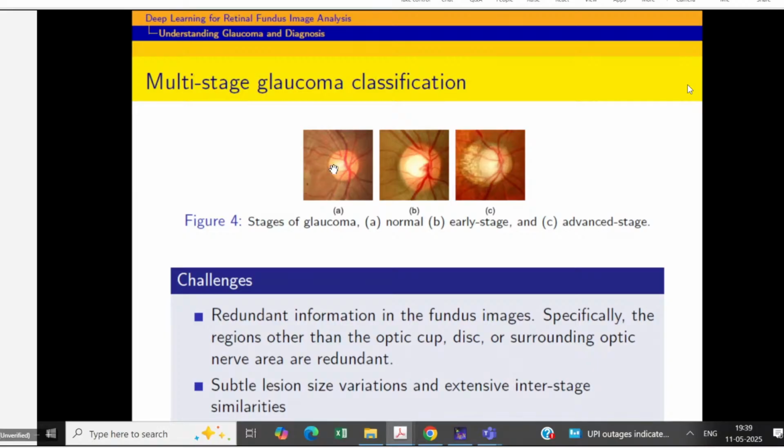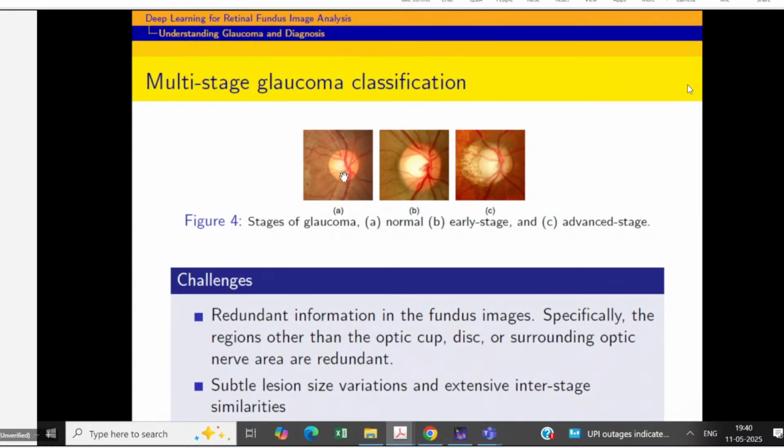So what are those challenges? While solving binary classification, you will find the challenge is comparatively not that significant, but here the challenge is even more significant. Why? Because there is a possibility that you may have large inter-stage similarity, and it happens all the time that you will find large inter-stage similarities.